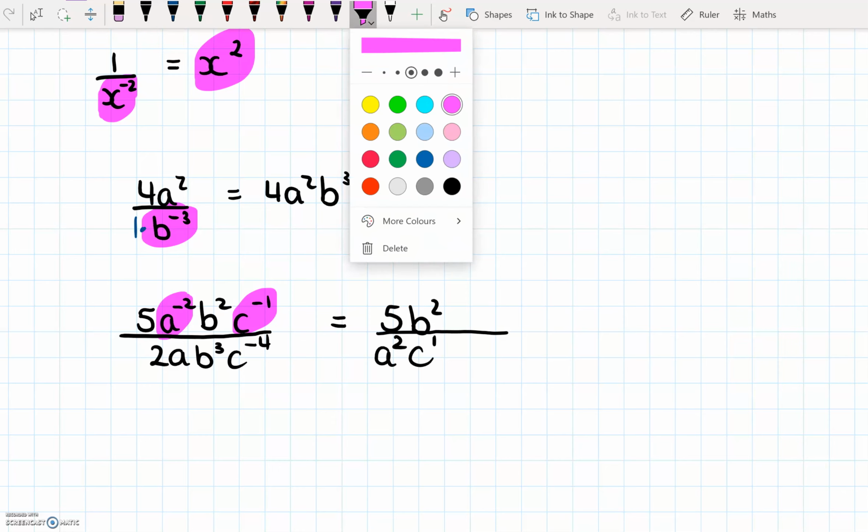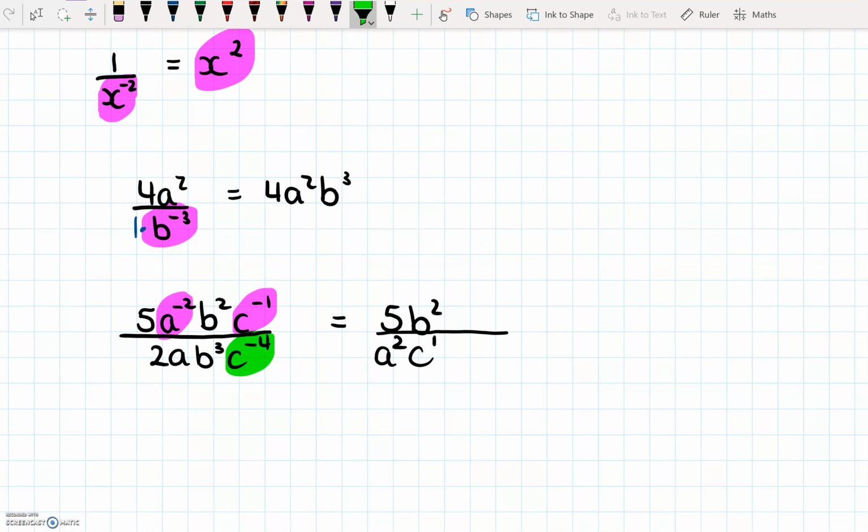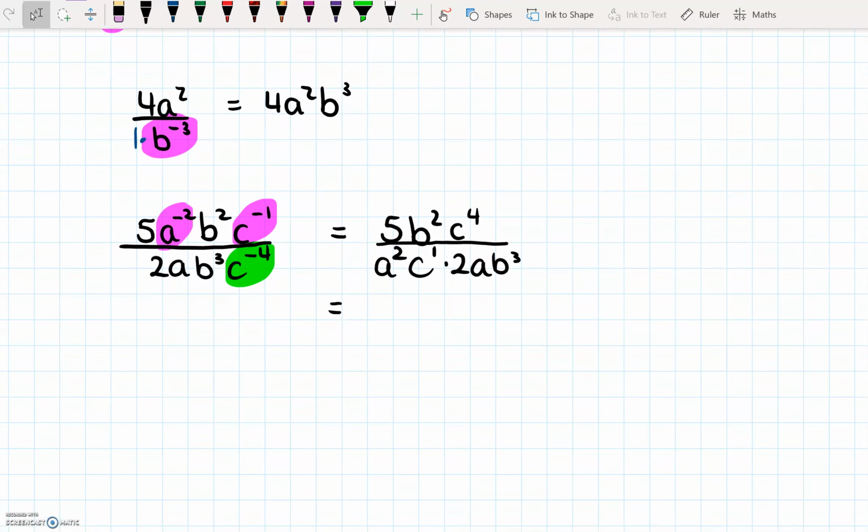Now we need to look at the denominator because there's more going on here. Because we also have a negative power here, but the rest is a positive power. So the 2ab cubed is going to stay at the bottom. So times 2ab cubed, that stays there. And that negative power moves to the top. So that's c to the power of now positive 4. Okay, so this needs a lot of cleaning up. Firstly, we're just going to clean it up by putting things in order.